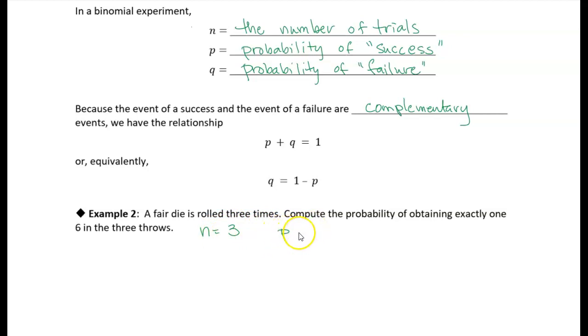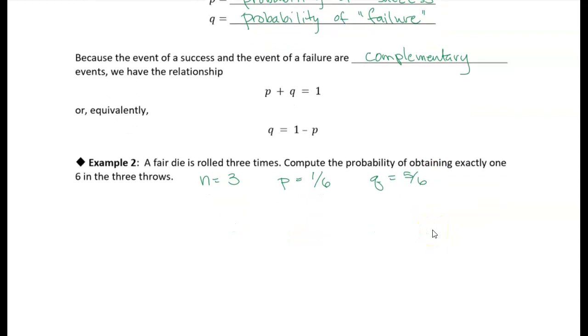P is the probability of success. We're defining success to be rolling a 6, since that's what we're interested in. So the probability of that is 1/6, which means that Q has to be 5/6. There's a 5/6 chance of not rolling a 6 on any given roll. So we've got n, P, and Q.